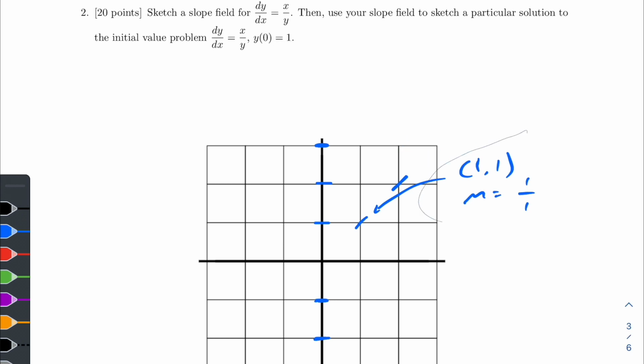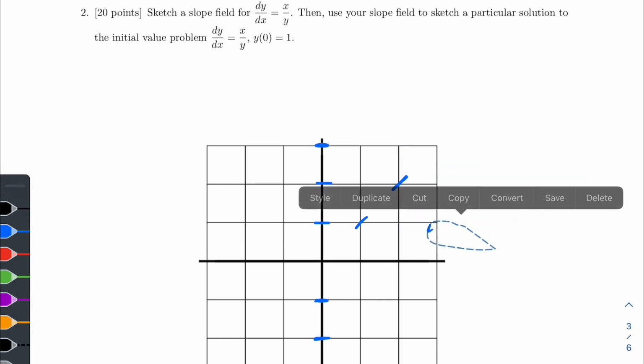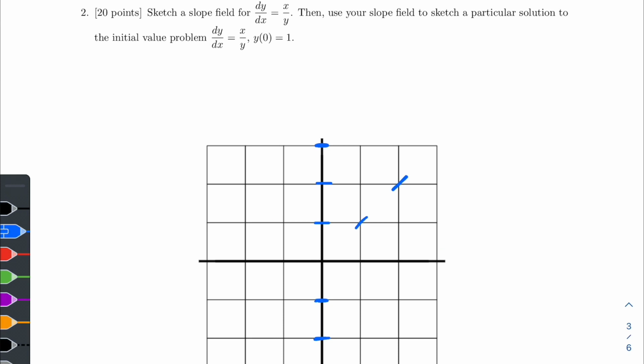Get rid of that, get rid of that, get rid of that. Same thing over here, slope is going to be 1. Down here, slope is 1, slope is 1, slope is 1. But over here, this is like 1, 2. Slope is going to be 1 over 2, so the slope would just be 1/2. So it'll be a little bit flatter. And then up here, the slope would be 1/3, so even flatter still.